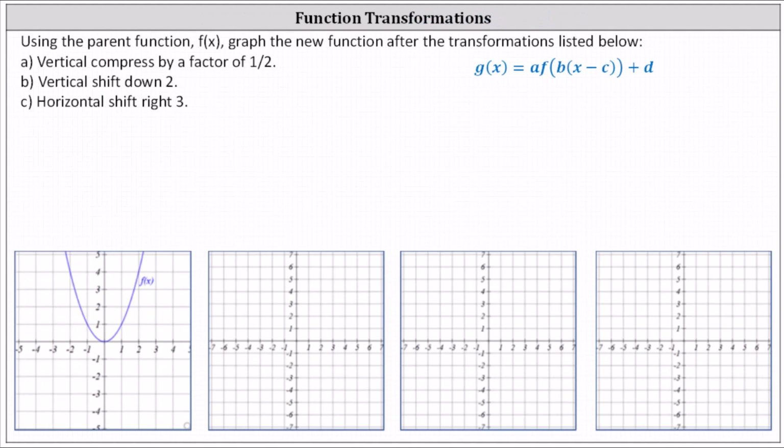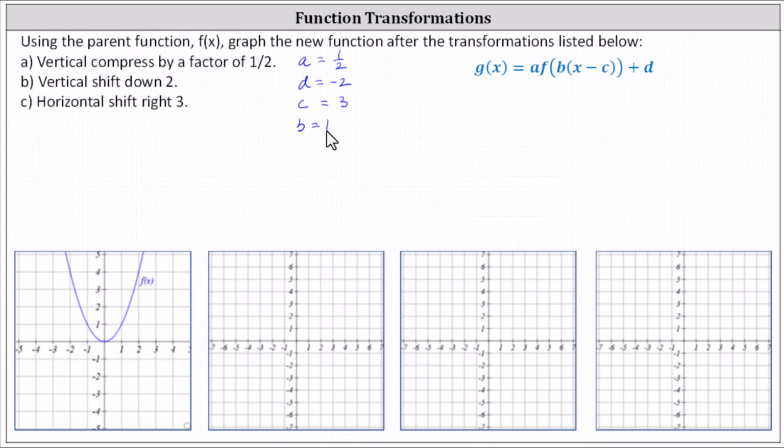For this problem, we'll go ahead and list the function rule for g of x, and then we'll perform the transformation. A vertical compression by a factor of 1/2 indicates a equals positive 1/2. A vertical shift down 2 units indicates d equals negative 2. And a horizontal shift right 3 units indicates c equals positive 3. Because we don't have a horizontal compression or stretch, b equals 1.